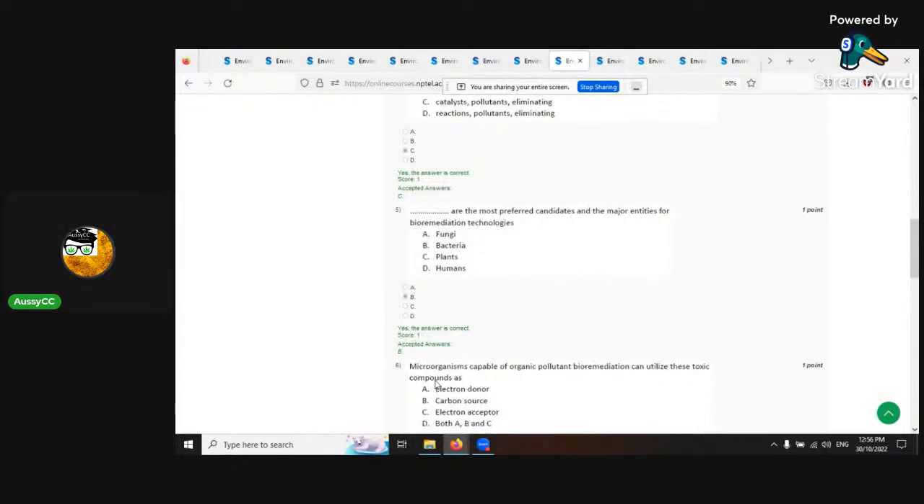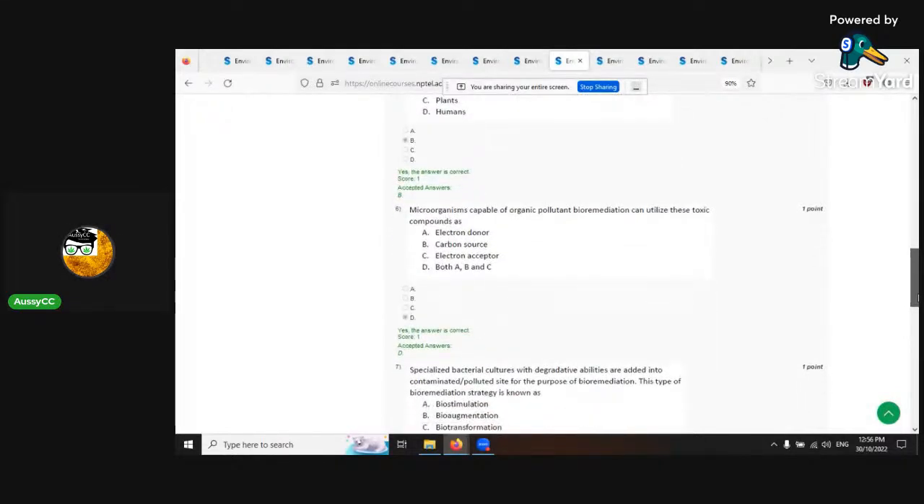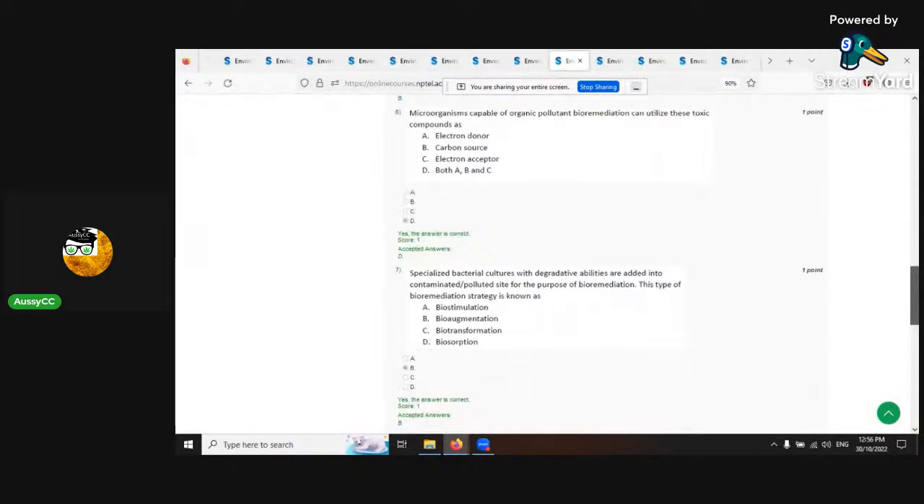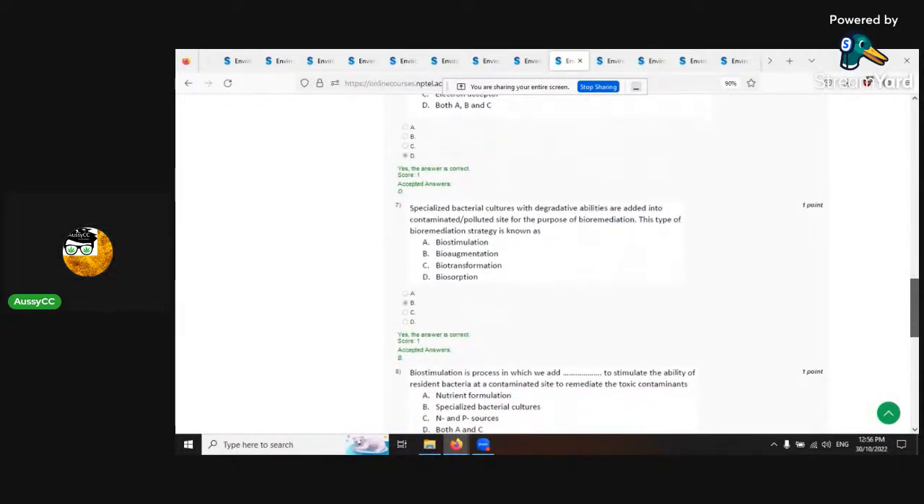Microorganisms capable of organic pollutant bioremediation can utilize these toxic compounds. Yes. You want everything. D. Specialized bacterial cultures with degenerative abilities are added into contaminated polluted sites, this type of bioremediation. So if you have bacteria, you're augmenting it, it's called augmentation. Stimulating is with nutrients. Stimulation is with nutrients, like N and P. D.